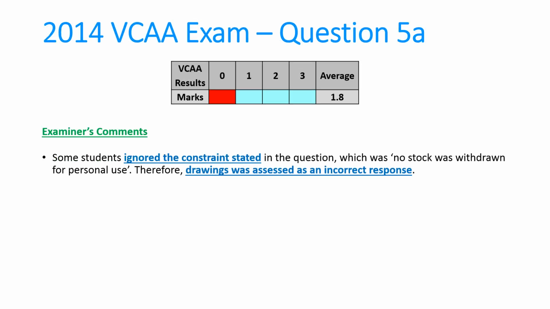How did the state do? They did quite well, 1.8 out of 3. 17% of the state couldn't get 1 mark, and 3 in 10 students were able to get all 3. Looking at the examiner's comments, the main thing was the constraint. It said that there was no stock withdrawn for personal use, and you really needed that to be able to figure out what these transactions were.